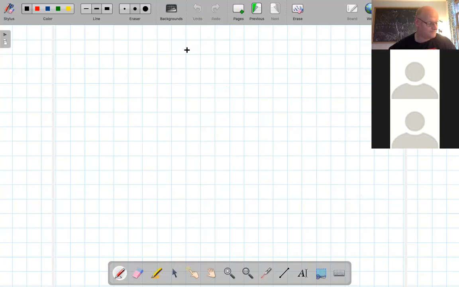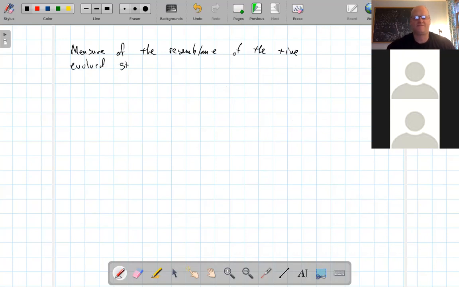So, great. Again, this is a measure of the resemblance of the time evolved state to the initial state. Okay, so that's what we can think of this thing as.